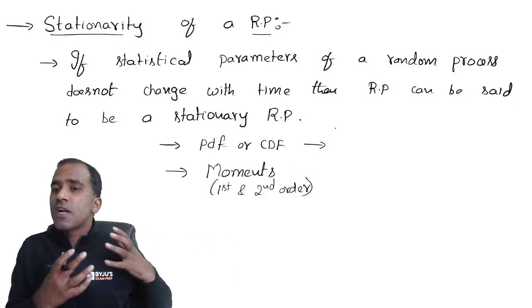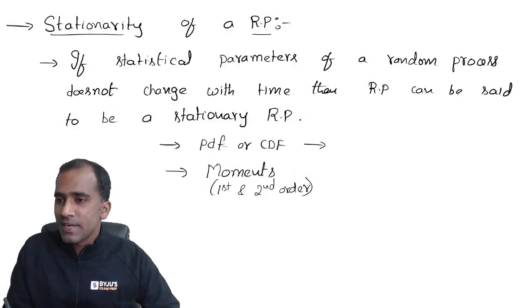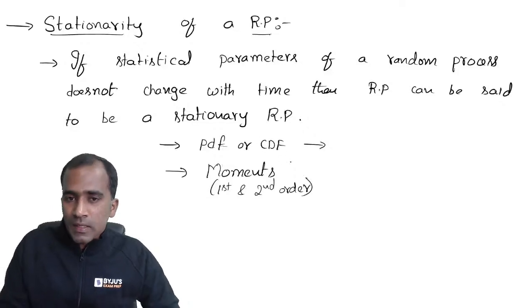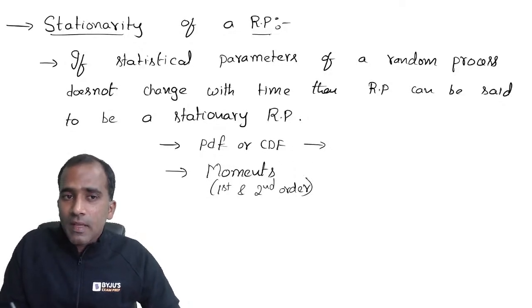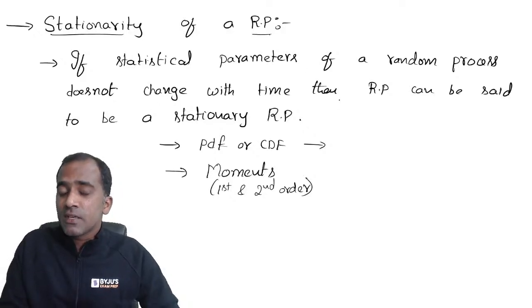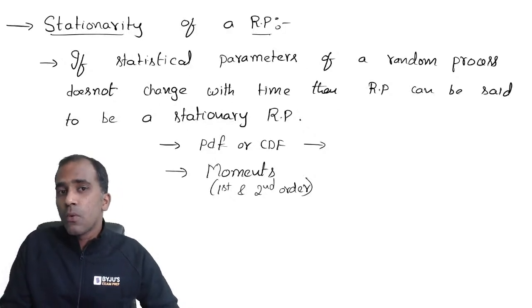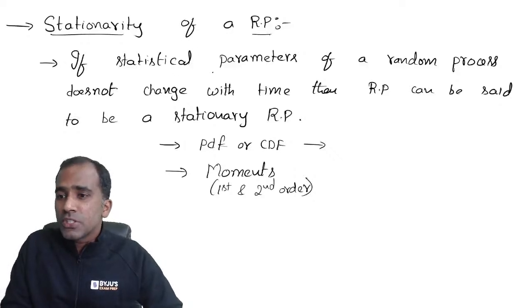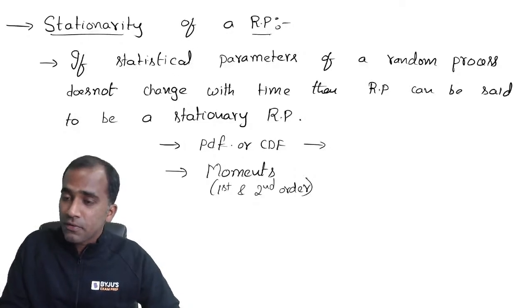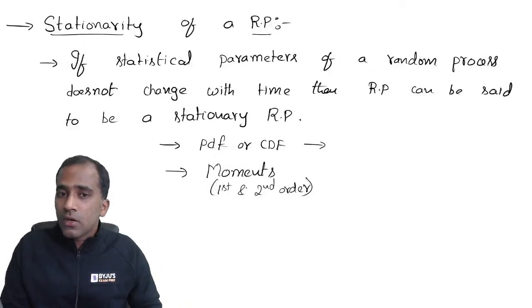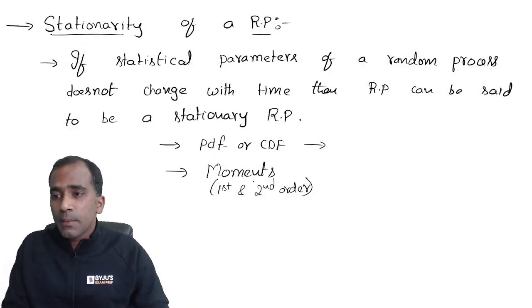You should have lots of statistics, then only we can calculate PDF or CDF. Okay, right. So I told you statistical parameters of a random process should not change with time for a random process to be a stationary random process. What statistical parameters should not change? PDF or CDF not changing, that can happen. Or only moments not changing, that also can happen.